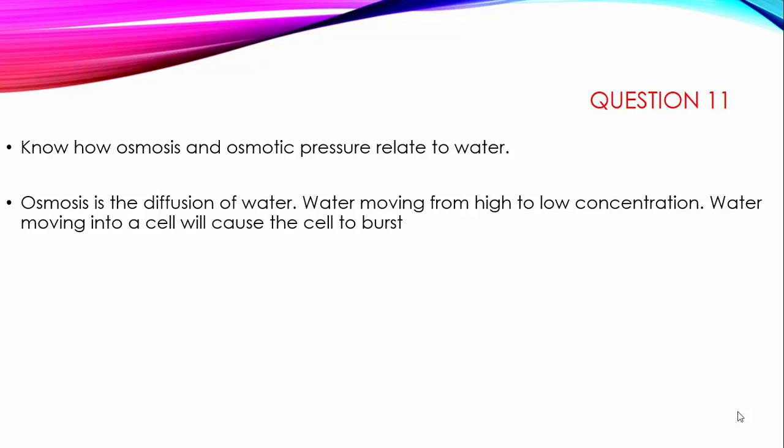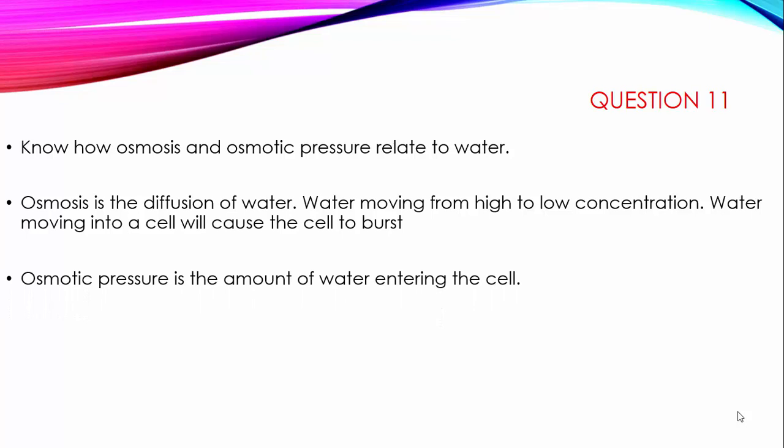Water moving into a cell will cause the cell to burst. We're talking about an animal cell because an animal cell does not contain a cell wall, which isn't very tough. The osmotic pressure that we're talking about is the amount of water entering the cell. When you have a lot of water entering the cell, there's a higher amount of osmotic pressure. There's a higher amount of water pressure. When there's water leaving the cell, the pressure goes down. There's not as much pressure.